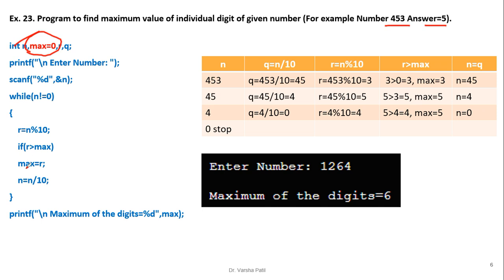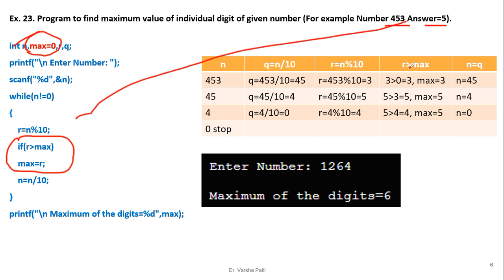Now I will explain only the important part. See, under the if we can take only one statement, and this is applicable for all. Now first, for example, the number 453 is there, it will separate out the first r as 3, and now we compare. Now r is 3 and max is by default 0, because max may change in the condition. So now r is 3, is it greater than 0? Yes.